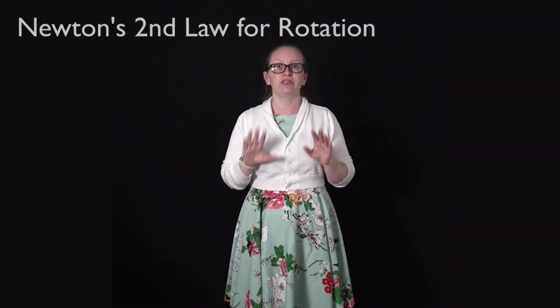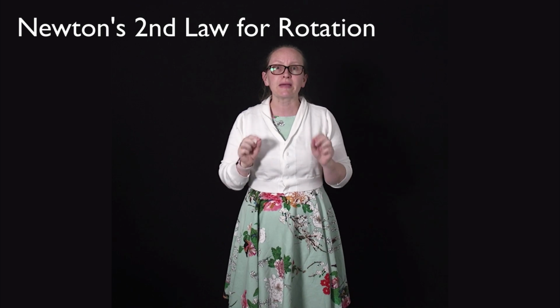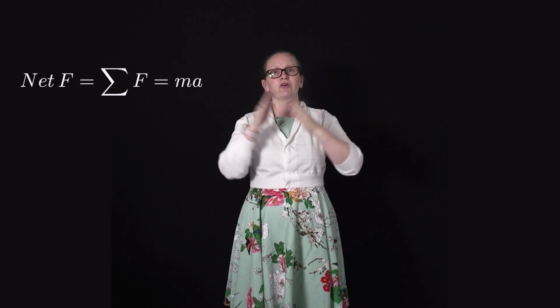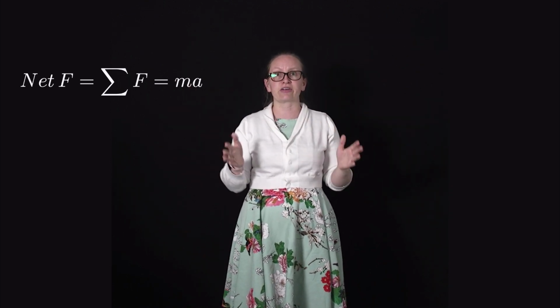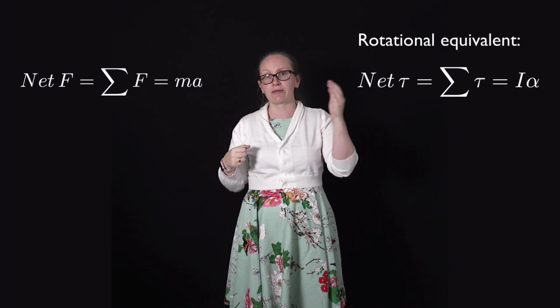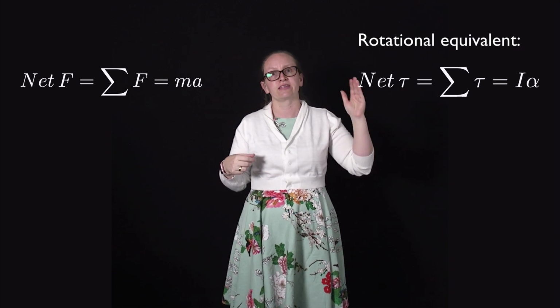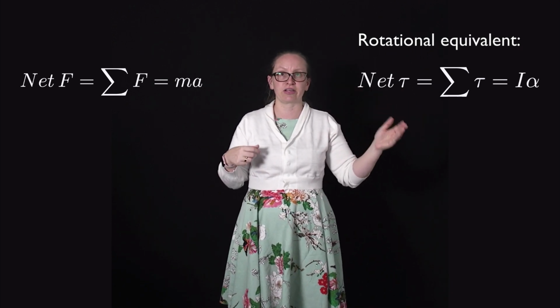So now we're going to look at Newton's second law for rotation. We've spent quite a lot of time looking at Newton's second law for the translational case, so we're all quite comfortable using that the net force is equal to the sum of the forces acting, which is equal to the mass times the acceleration. Now for the rotational case, there's an analogous equation. We've got that the net torque is equal to the sum of all the torques acting, and this is equal to the moment of inertia times alpha, the angular acceleration.